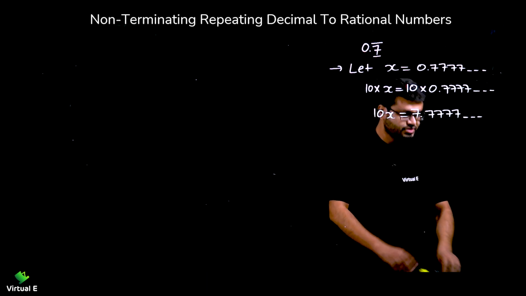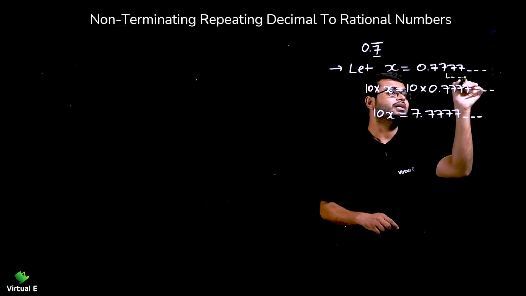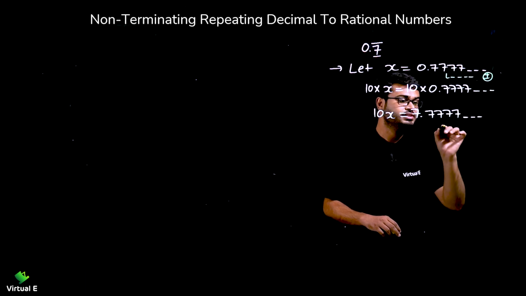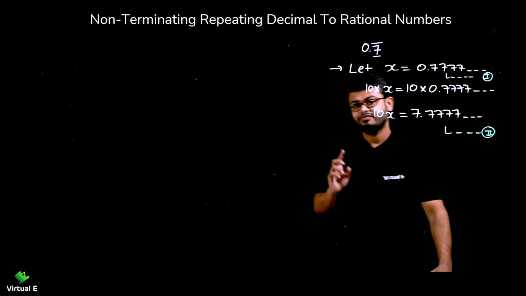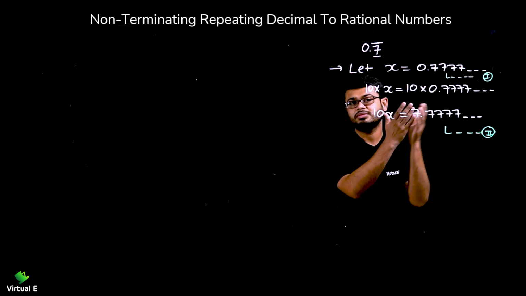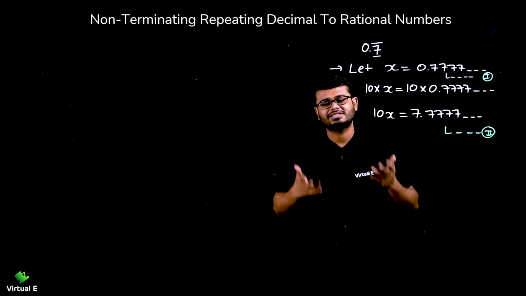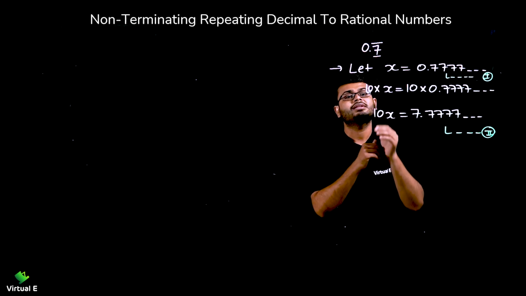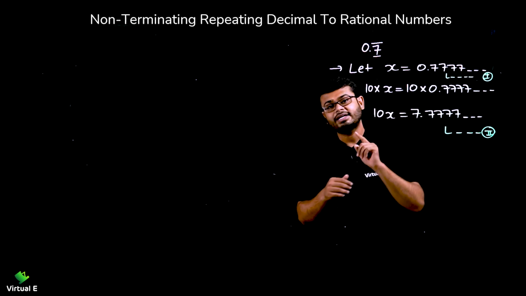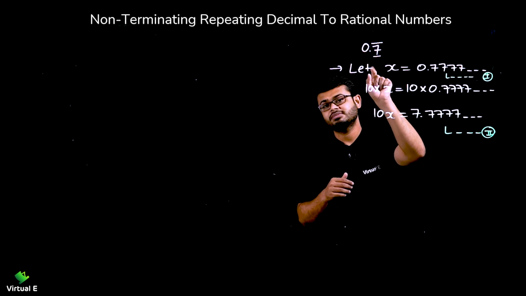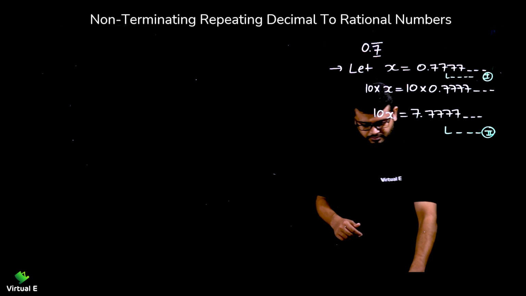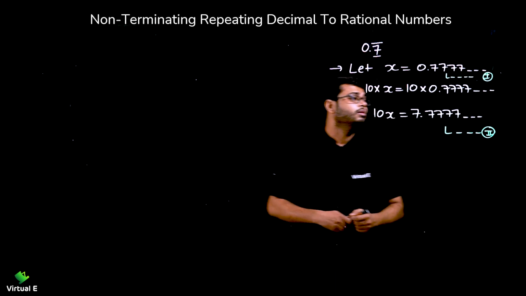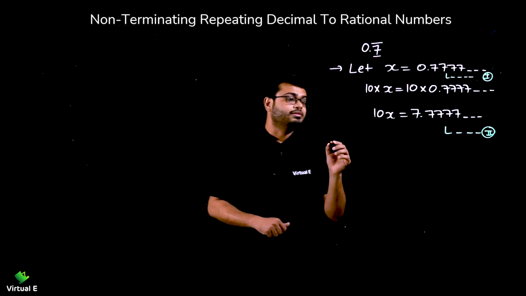Now let's give this relation as number 1 and this relation as number 2, right? Very important. First what we did, we have x is equal to something, right? You take any variable. I've taken x, y can also work out. Then you multiply by 10. Why 10? Because we have only one digit which is repeating after the decimal. So that's what we did. Now we are going to subtract.